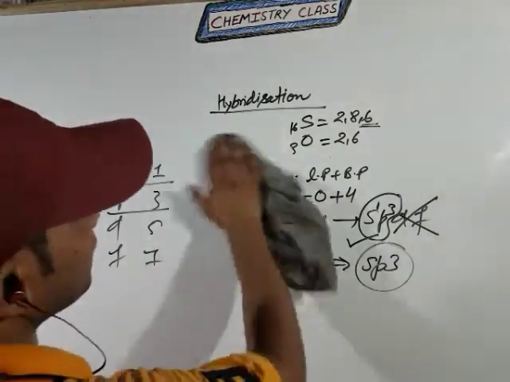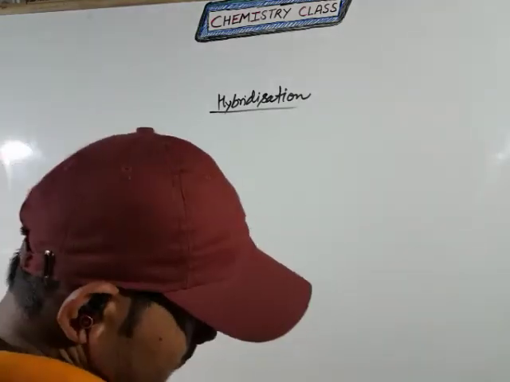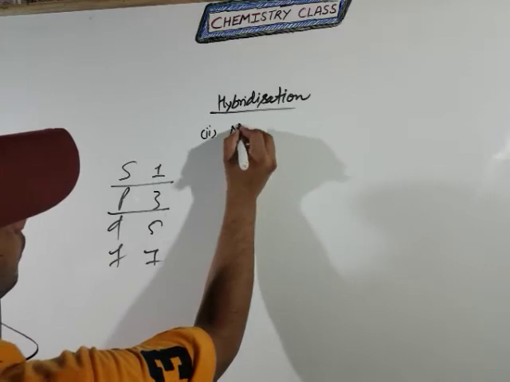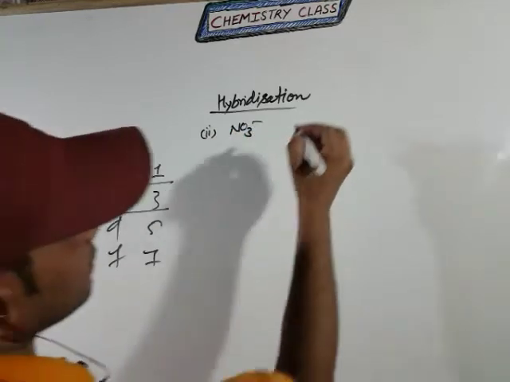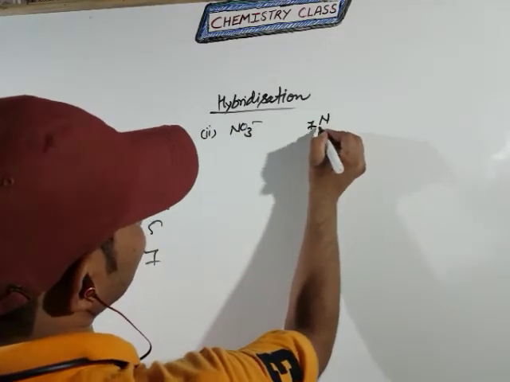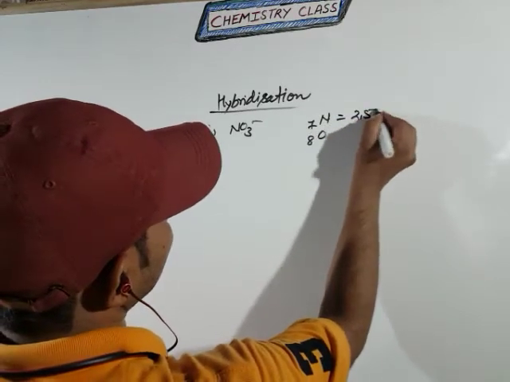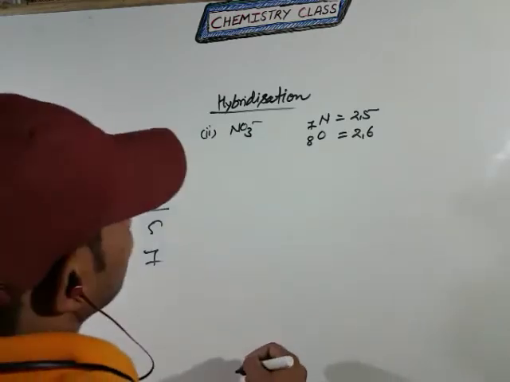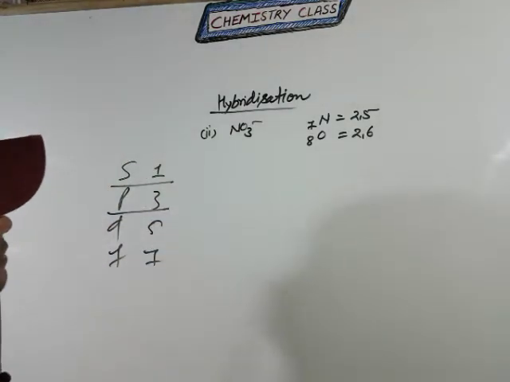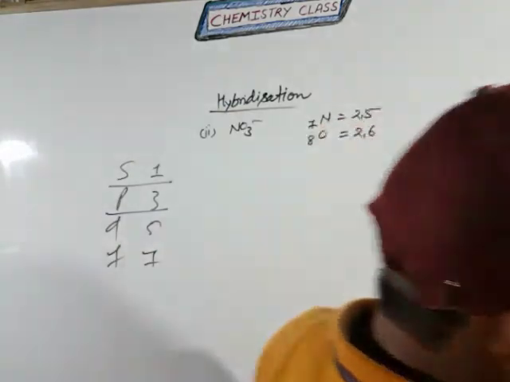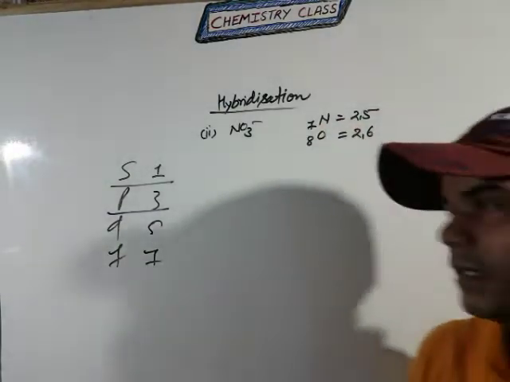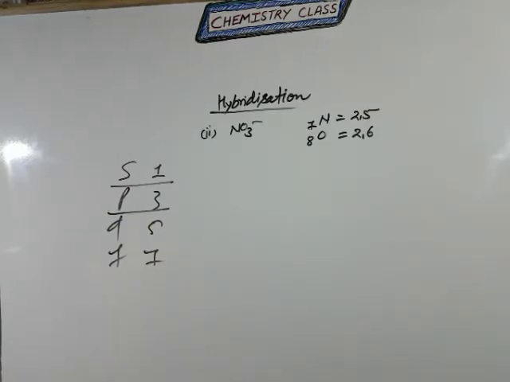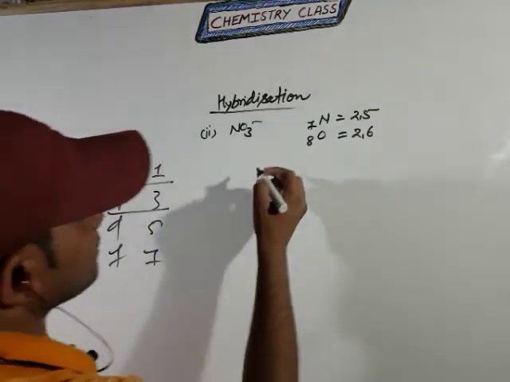If we are calculating the hybridization of NO3 negative, students, the atomic numbers of nitrogen and oxygen are 7 and 8, and the electronic configuration of nitrogen is 2, 5 and of oxygen is 2, 6. So which one is the central atom, nitrogen or oxygen? Nitrogen has the minimum atomic number and oxygen the maximum, so nitrogen is considered the central atom.